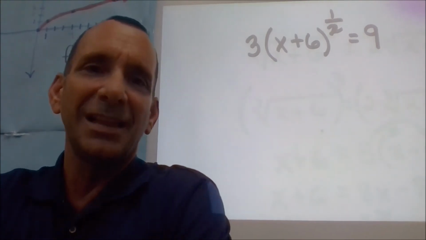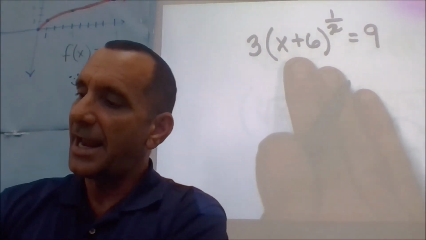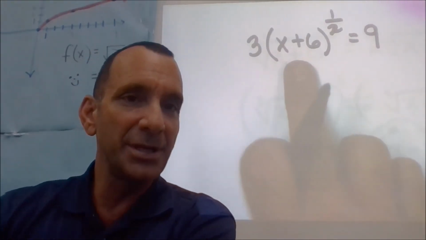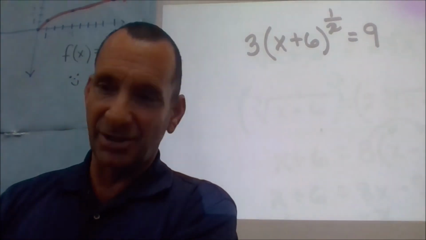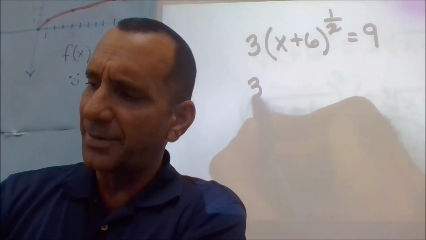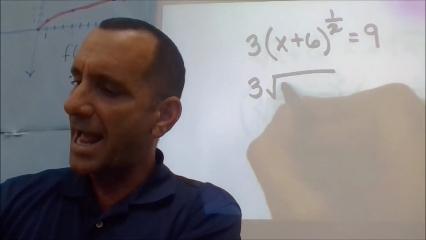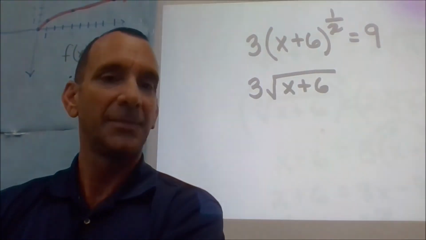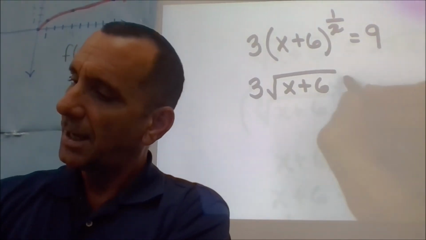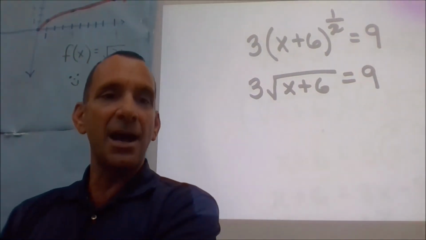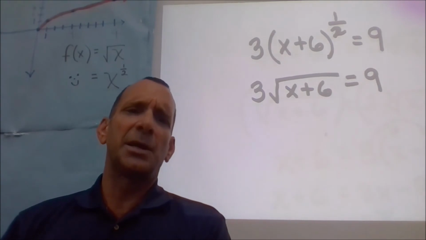Here we are, last example before we try some on our own, and we've got a rational exponent term that we're going to change to a radical before we isolate and solve. So all I'm going to do is write that 3 and change this expression to radical form. Anything to the 1/2 is the square root, right? Equals 9. Now, I would like to isolate that radical because I think I can pretty easily.